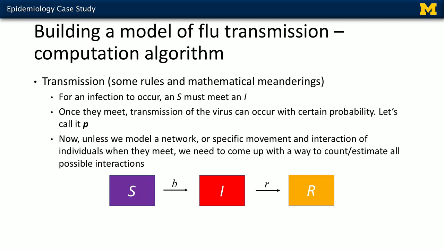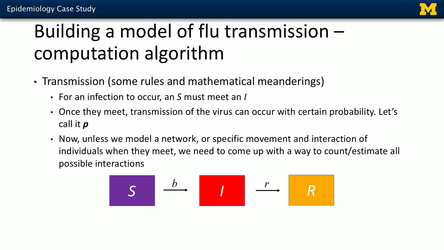And that's where we actually get to make some assumptions and do what we call math modeling, right? We need to come up with some rules of how these things are going to occur. So in the slide, you can see some things that we need to care about. For an infection to occur, an S must meet an I, and once they meet, then transmission can occur. But not all the time that you meet someone with flu are you going to get the flu, right? There have to be some conditions.